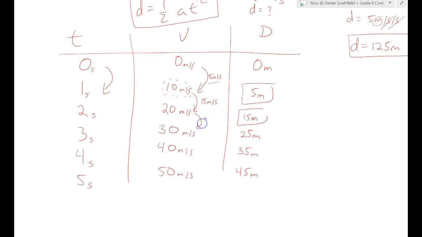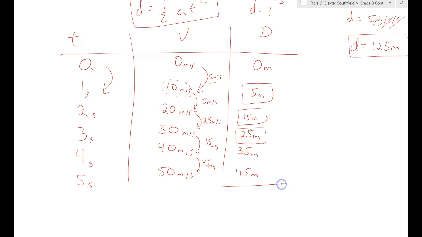If here, the median between 20 and 30 is 25 meters per second, which tells you that on average you traveled 25 meters per second. You, therefore, would go 25 meters. Here, the median is going to be 35, and here it'll be 45. And notice how, therefore, that tells us that we've gone 35 meters and 45 meters.